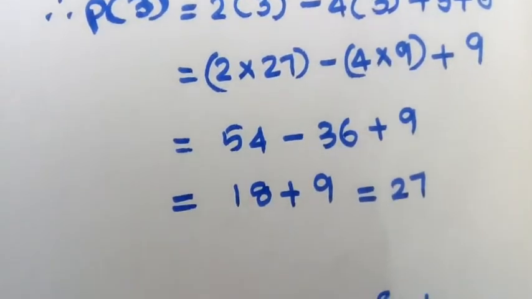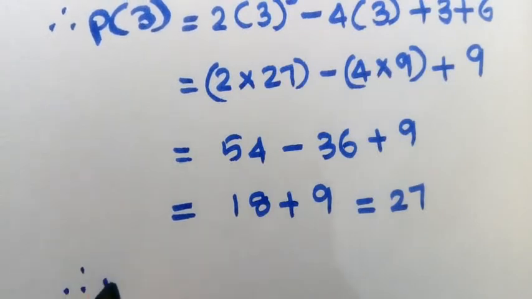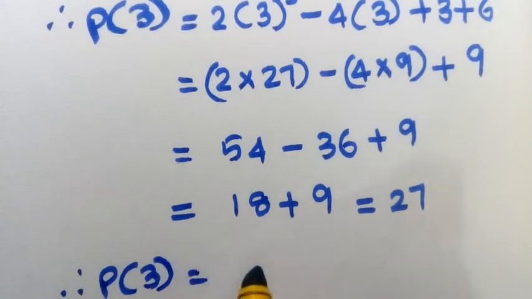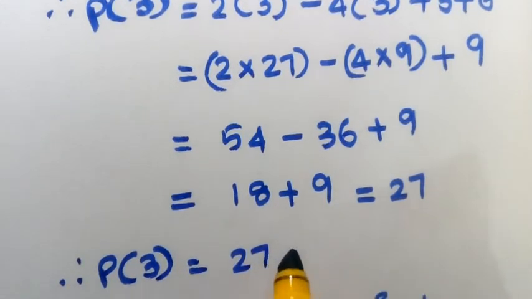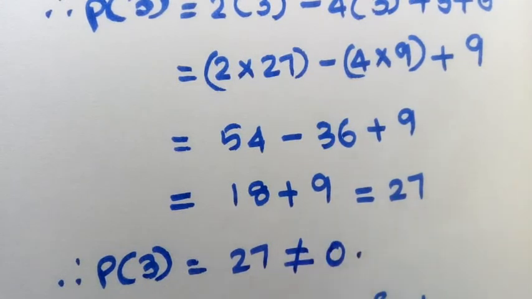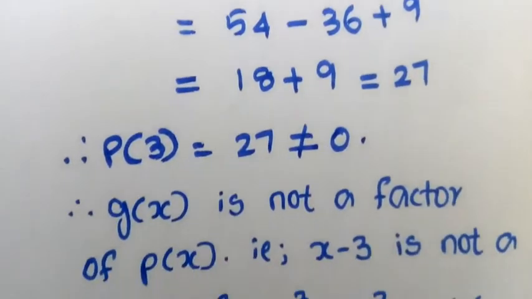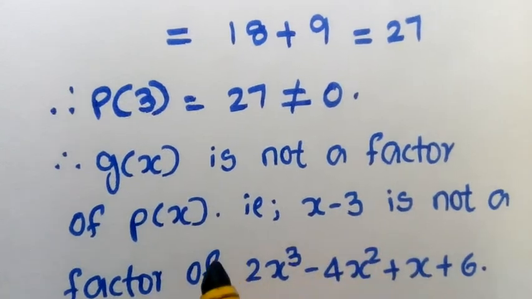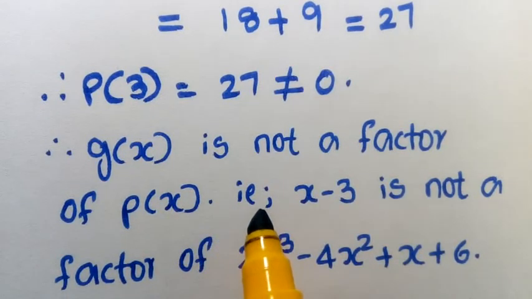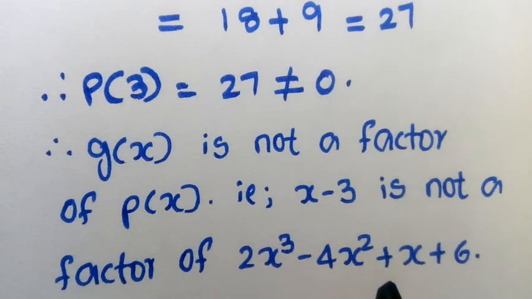Therefore, p of 3 is equal to 27, which is not equal to 0. Therefore, g of x is not a factor of p of x. That is, x minus 3 is not a factor of 2x cube minus 4x square plus x plus 6.